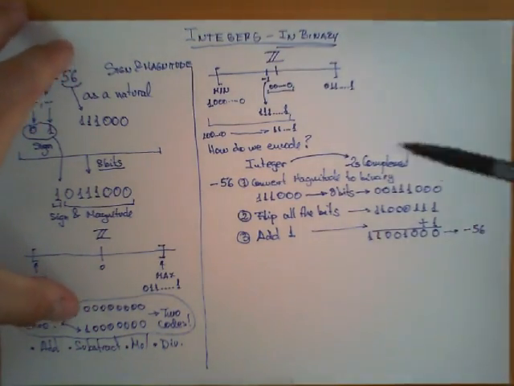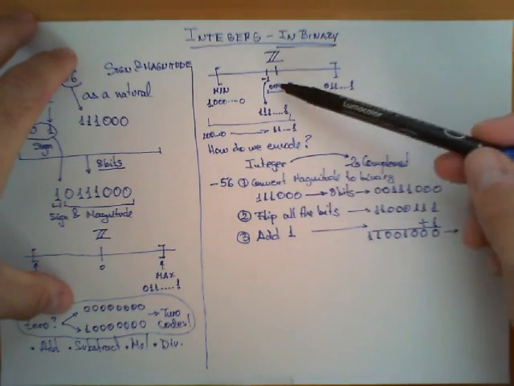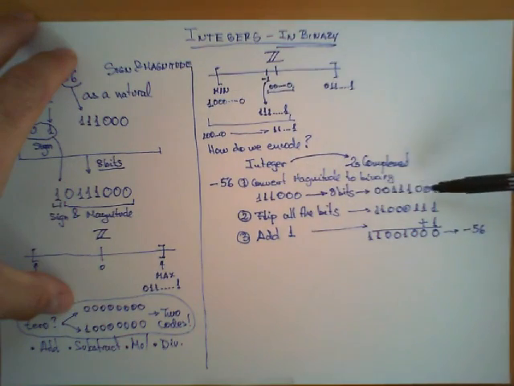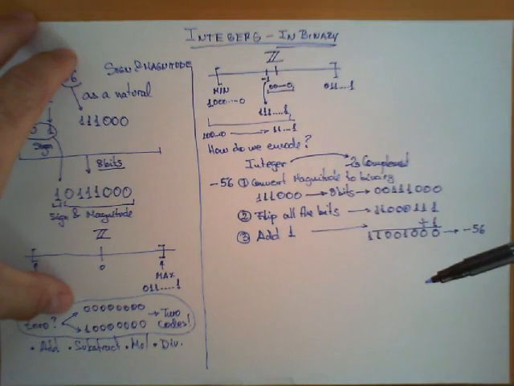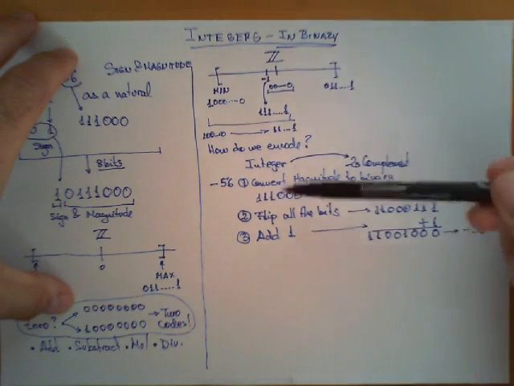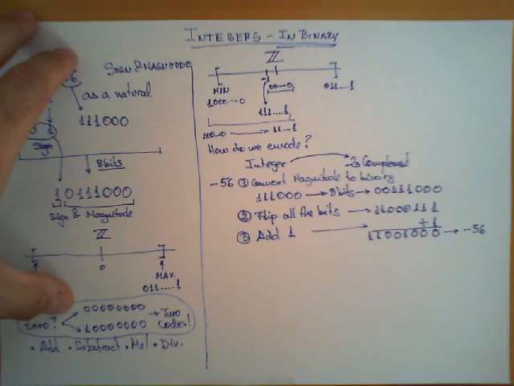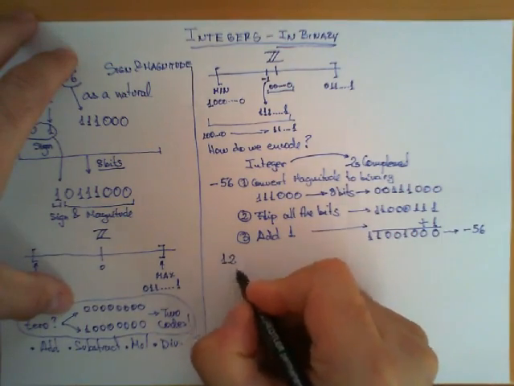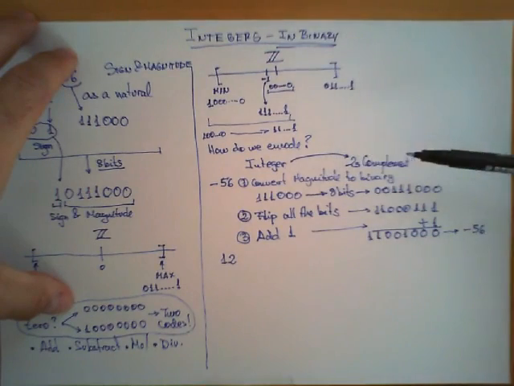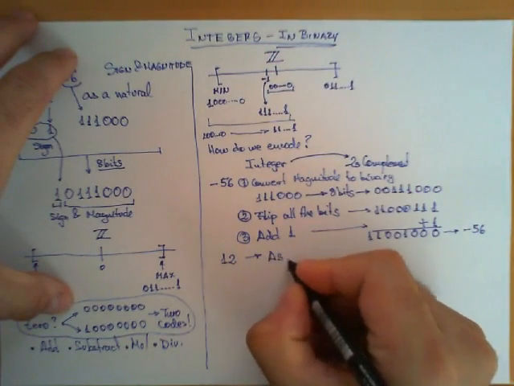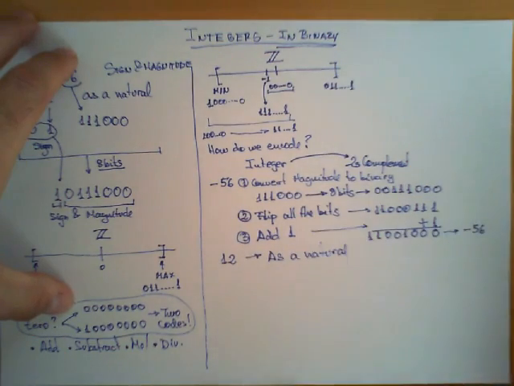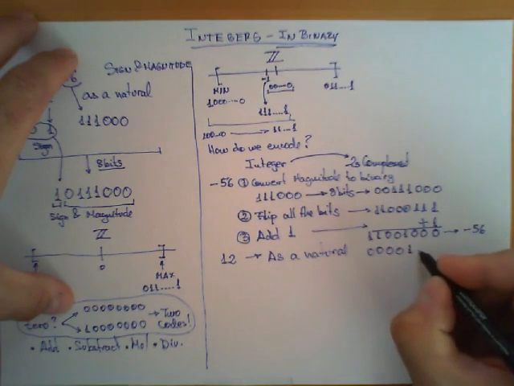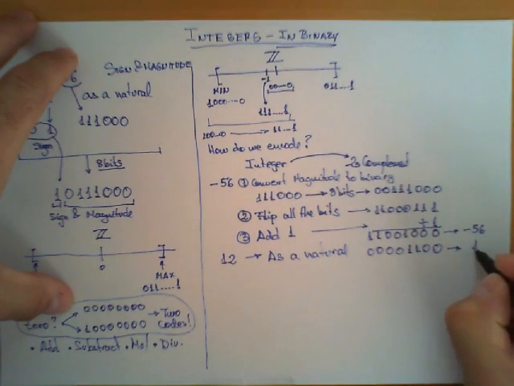So again, repeating, whenever we have a negative number, only negative numbers, because positive numbers are represented as regular naturals, we convert the magnitude to binary first, flip all the bits, add 1. Now, this encoding has a very important and counterintuitive property. Suppose that I have to encode now number 12. Coding number 12 in 2's complement is trivial because the only rule that applies is I encode it as a natural. And since we're using 8 bits, my representation is going to be 0, 0, 0, 0, 1, 1, 0, 0.